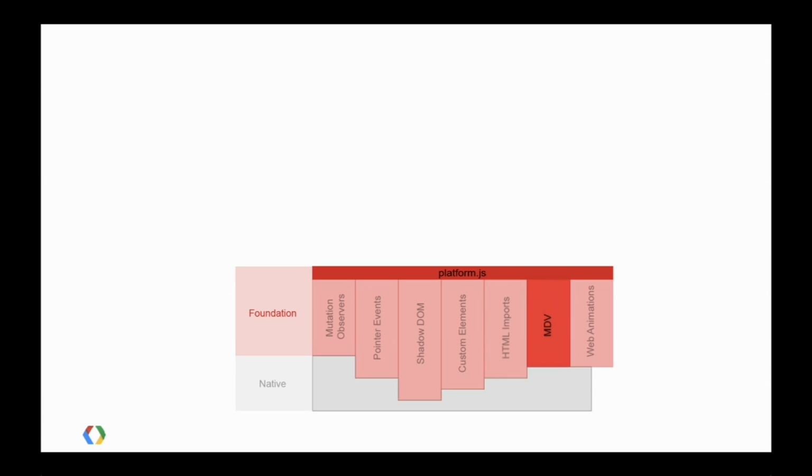The next one is MDV, which stands for model-driven views. This is the only one in this list that isn't really an emerging standard yet, although hopefully one day it will be. It's something that allows you to do data binding directly in HTML. And as we've been playing with all these, this is one that really allows us to eliminate a lot of boilerplate code in practice.